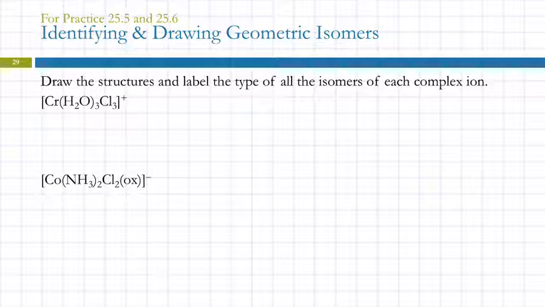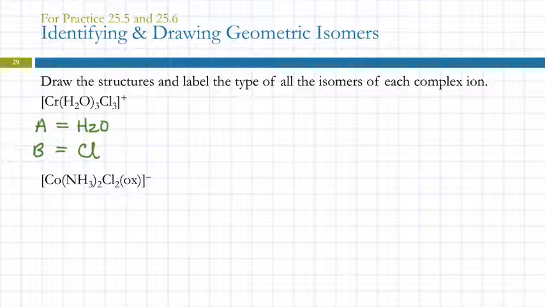Okay, so draw the structures and label the type of all the isomers of each complex ion. Here we've got chromium, and it's got 3 water molecules and 3 chloride ions. So there's a total of 6 ligands. One thing that can make drawing these a lot easier is just to use letters. So A is going to stand in for water, and B is going to stand in for chloride, so that we don't have to draw as many letters.